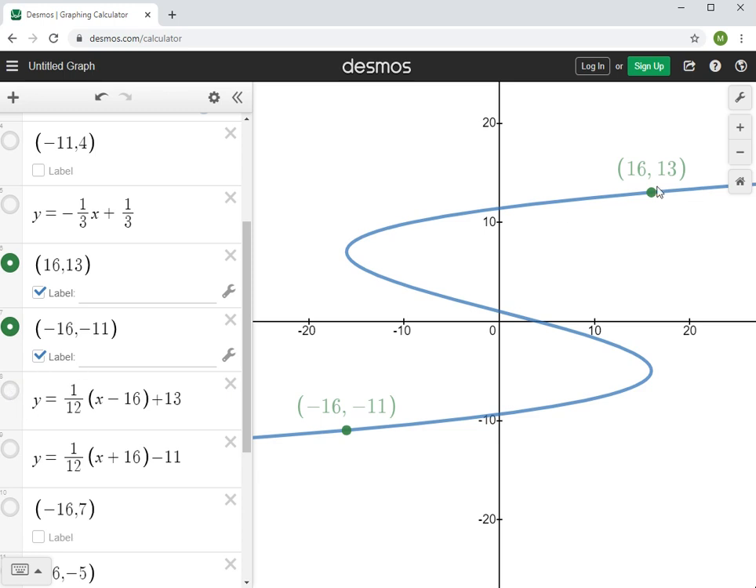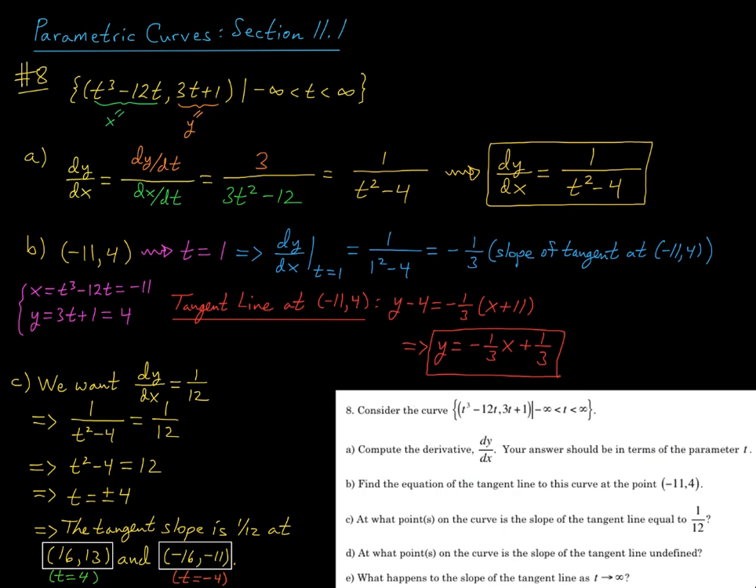Now, if I graph the line with slope 1/12 that passes through this point, and then likewise at this point, I get these two lines. And yeah, it appears that these lines are in fact tangent to our blue curve, right? And they have the same slope of 1/12, so it's working.